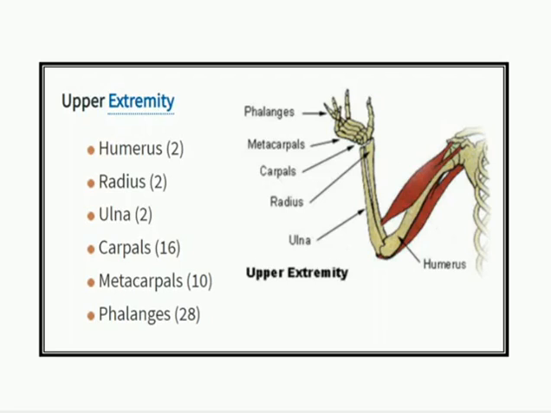Now the upper extremity mainly consists of the bones present in your arm, right. So it consists of humerus, radius, ulna, carpals, metacarpals and phalanges. So there is one pair of humerus, one pair of radius, one pair of ulna, 8 pairs of carpals, 5 pairs of metacarpals and 14 pairs of phalanges.